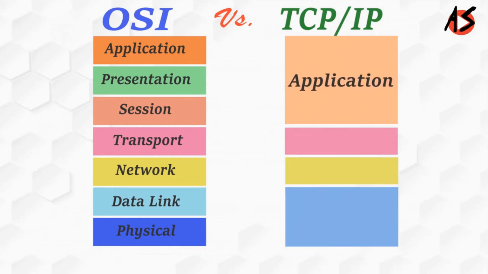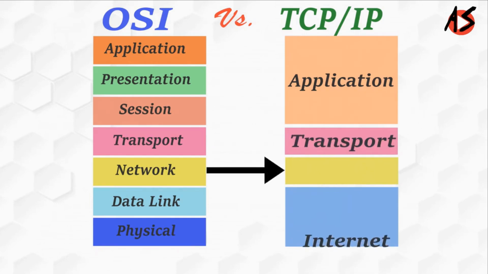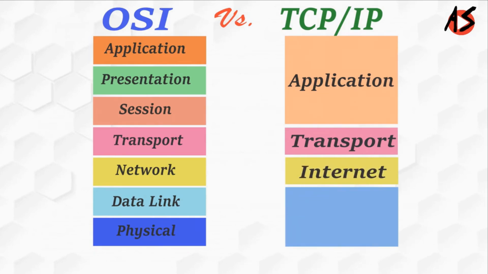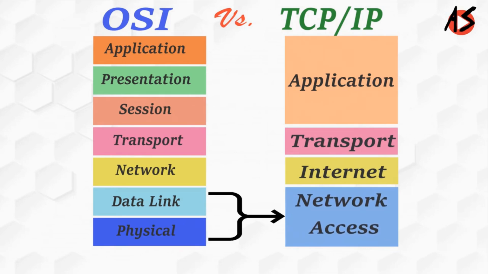The application layer in the TCP/IP model is a combination of application, presentation, and session. Therefore, it also handles presentation of data and managing the session. The transport layer is similar in both models. The network layer in the OSI model is called the Internet layer in the TCP/IP model, while the data link and physical layers combine in one layer in the TCP/IP model called the Network Access Layer. So let's understand the TCP/IP model in this video, so watch it till the end.